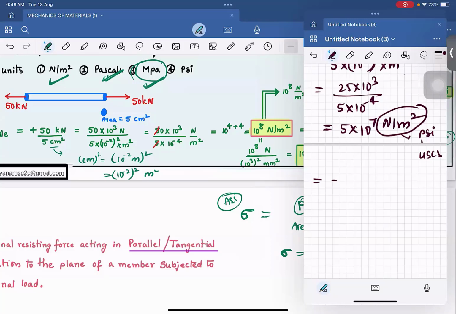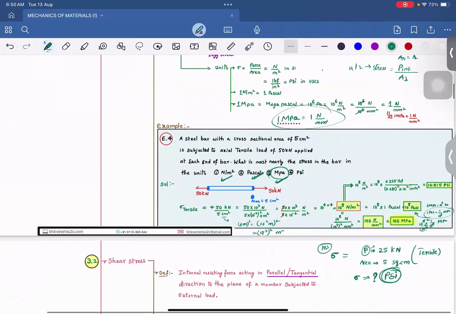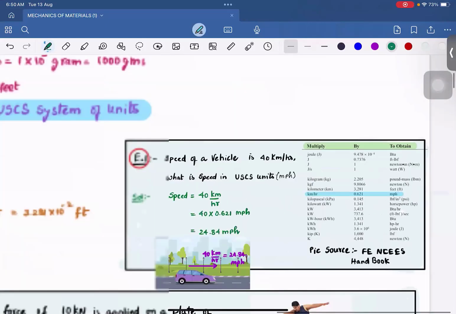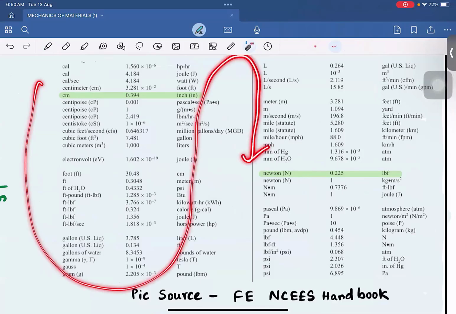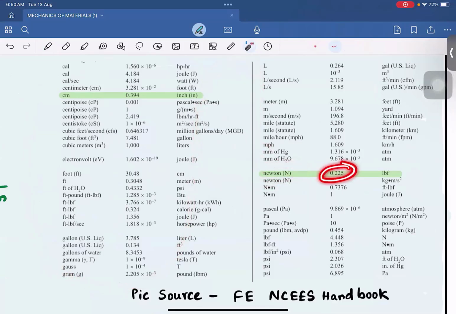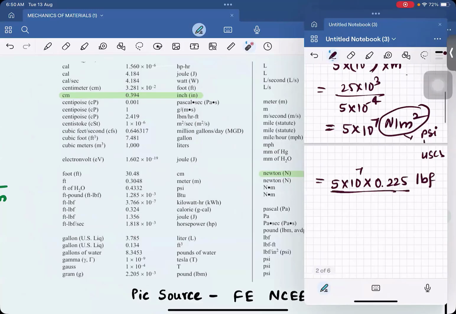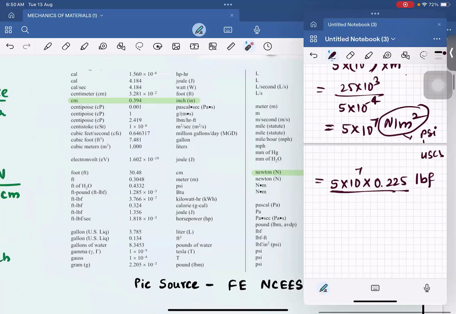Let's do this. 5 into 10 power 7. 1 Newton is equal to, as given in the handbook, and I will open my handbook while in the exam. Imagine this is an exam. After going to the handbook, I will chronologically check this. I will come to the Newton, and Newton is equal to 0.225 lb. So I'm writing 0.225 lb force, pound force, by square inch. So 1 meter is equal to, how much is it?